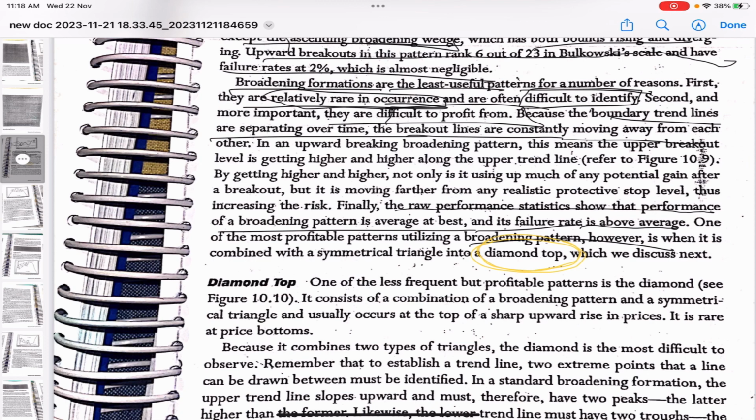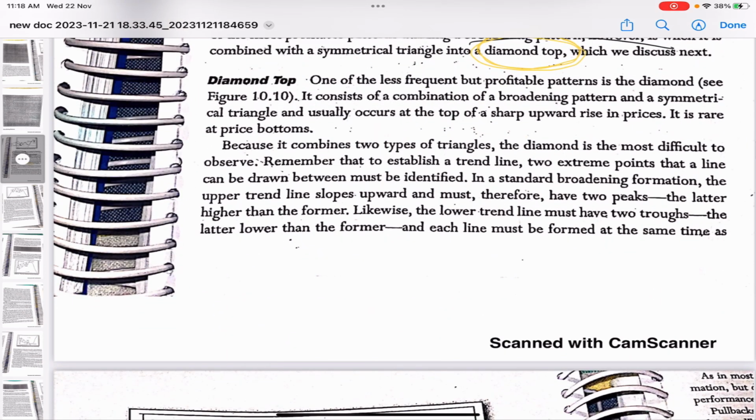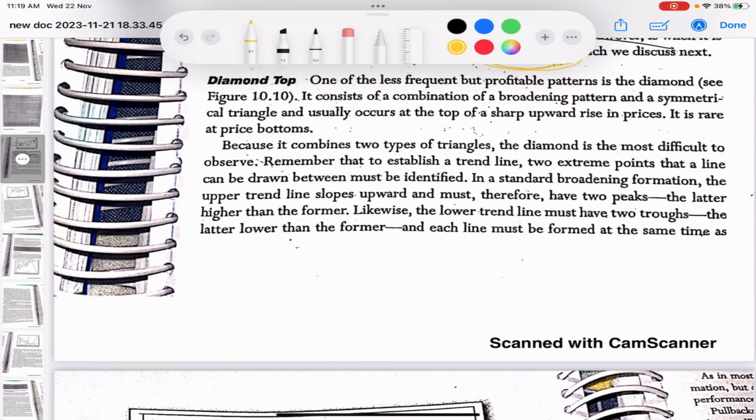Okay. Then we have the diamond top, which I just discussed, and it is very less frequent, like I mentioned, but it is a very profitable pattern. It is a combination of a broadening as well as a converging pattern, and it usually occurs at the top, but it rarely occurs at the bottom. For example, there's an uptrend going on here. Now there is a diamond pattern, and then either it's continuing or it's going down.